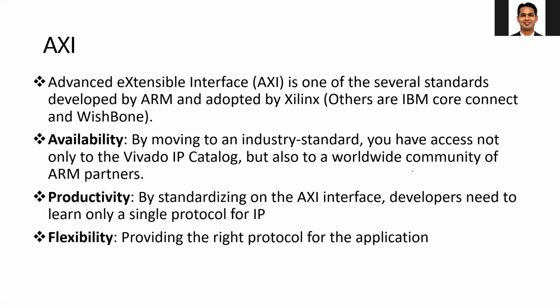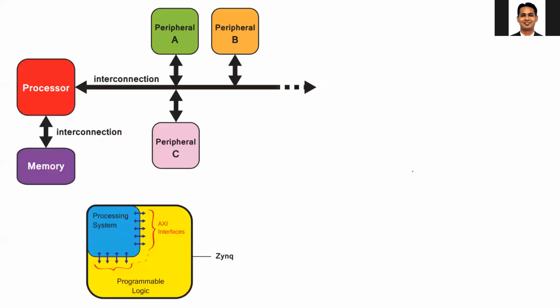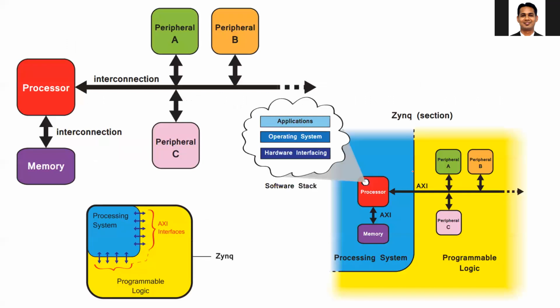And this AXI protocol is flexible. As we discussed in the previous slide, there are 3 parts of the AXI: AXI4, AXI Stream, and AXI Lite. So it provides the right protocol for the particular application, and that's why the AXI protocol is important. As I told you, the communication between the processor and the FPGA happens over the AXI protocol. You can see that here everything is AXI, so we don't have any choice without the AXI protocol.